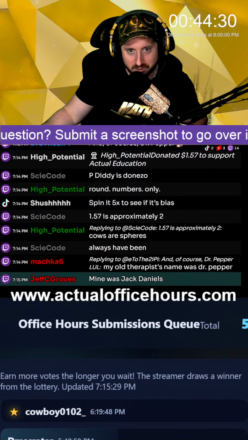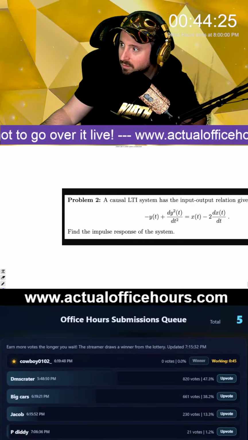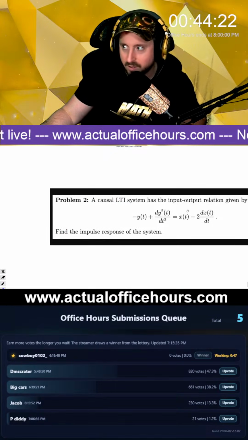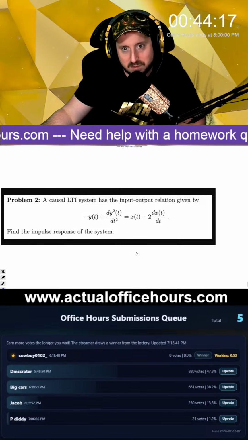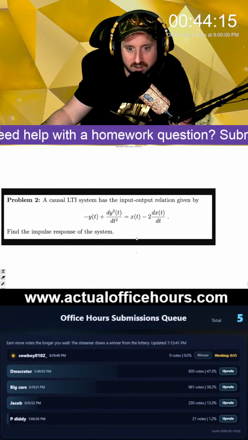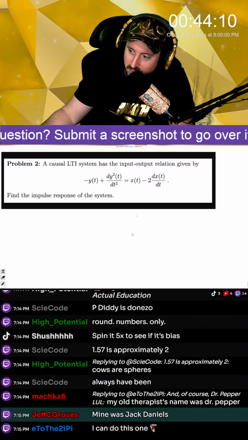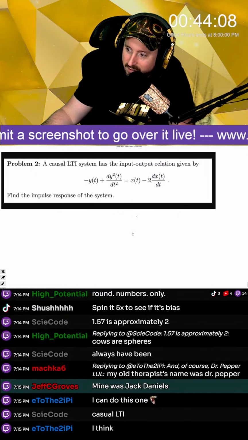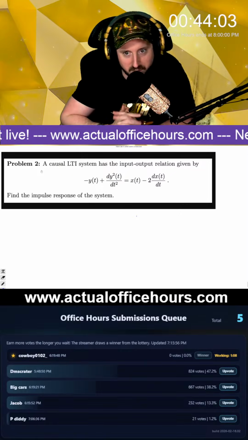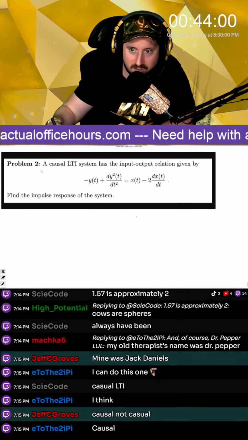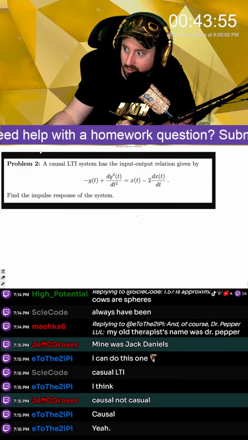I also may not be able to do this question because this looks a little difficult. Okay, it says a causal LTI system has an input-output relation given by this. Find the impulse response of the system. I have no clue what this means. You can do this one? Okay, Zach, do you want to help? I don't know what impulse response is. Is that like y of x equals x of t or something? Okay. Do you want to hop in my server and talk?